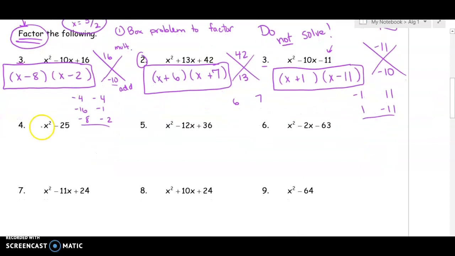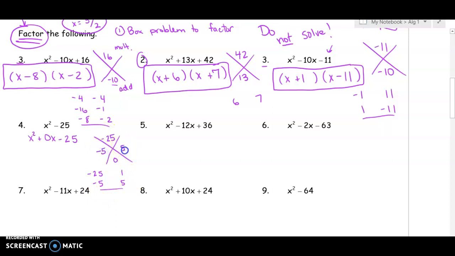Then we had some like number 4. Notice there's no x to the first. If there's no x to the first, you can always put a plus 0x in the middle there so that it's still in descending order and we have a 0 in front of the x. It's got to multiply to be the last, negative 25, and add to be the middle, 0. So think about all the numbers that multiply to be negative 25. Those two numbers that are going to add up to be 0, though, are negative 5 and 5. Negative 5 times 5 is negative 25. Negative 5 plus 5 is 0.